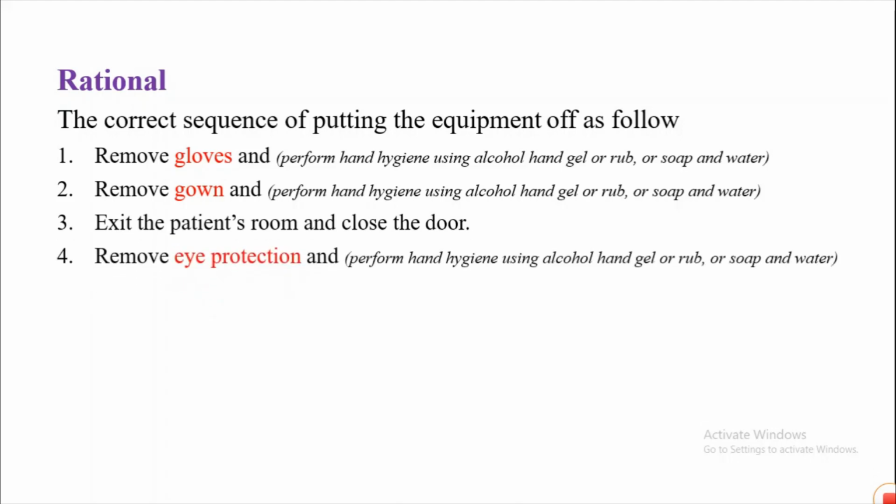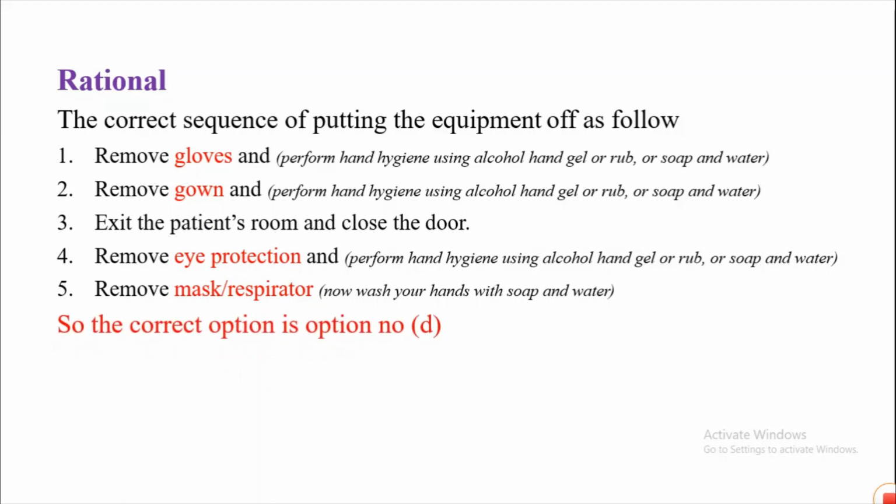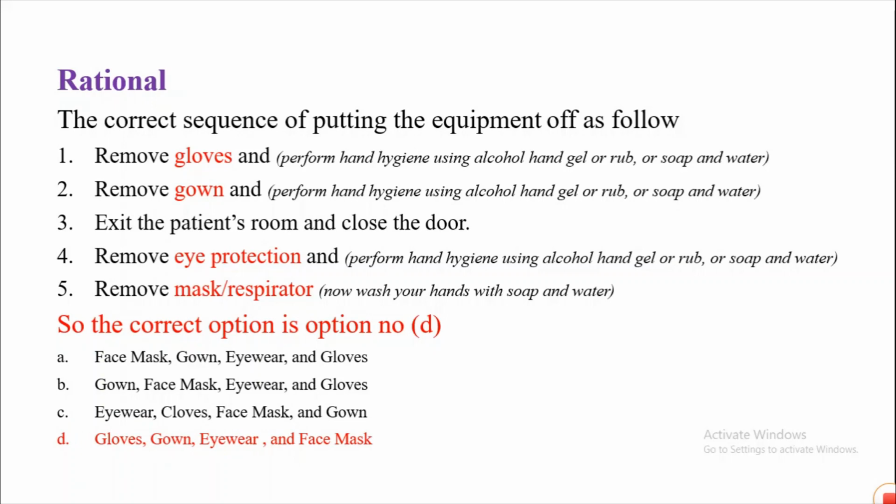And then, remove eye protection and also perform hand hygiene. And finally, remove mask or respirator and then wash your hands with soap and water. So the correct sequence of removing personal protective equipment is number D, which is gloves first, gown and then eyewear and face mask.